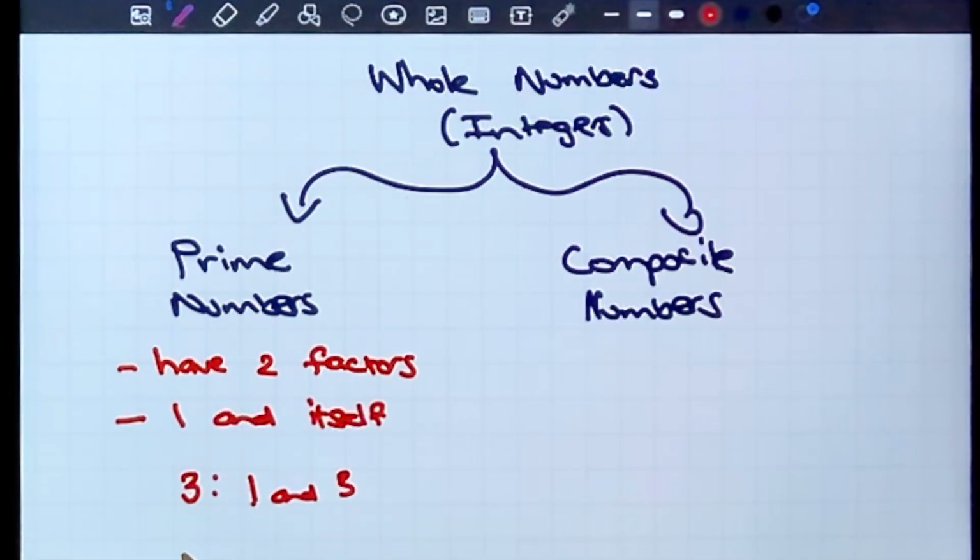Another prime number is the number 7. The only factors that 7 has are the numbers 1 and 7. Therefore, 7 is a prime number.